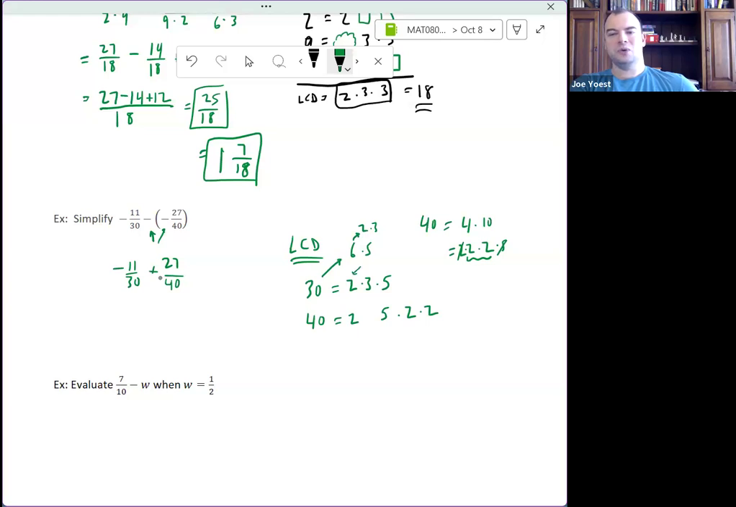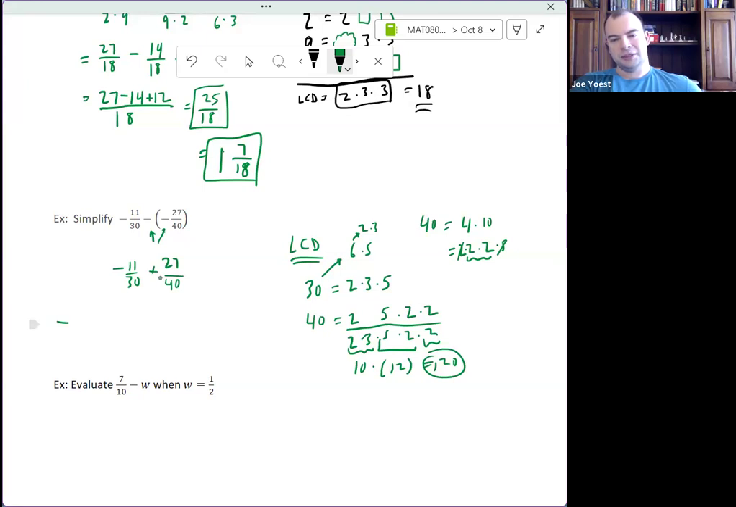In other words, if I only gave you one Lego block of size 2, you could build a 30 with some others. But if you only had one Lego block of size 2, you couldn't build a 40. So we need to give you a couple more Lego blocks of size 2. So what's my LCD? It's going to be 2 times 3 times 5 times 2 times 2. I'll put those together: 5 times 2 is 10, 2 times 3 is 6 times 2 is 12. That's 120. My lowest common denominator is 120.